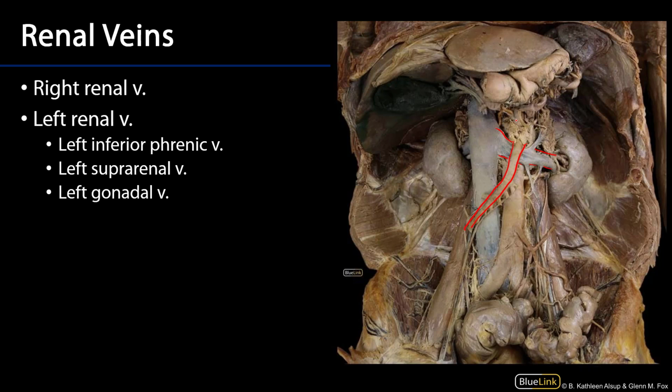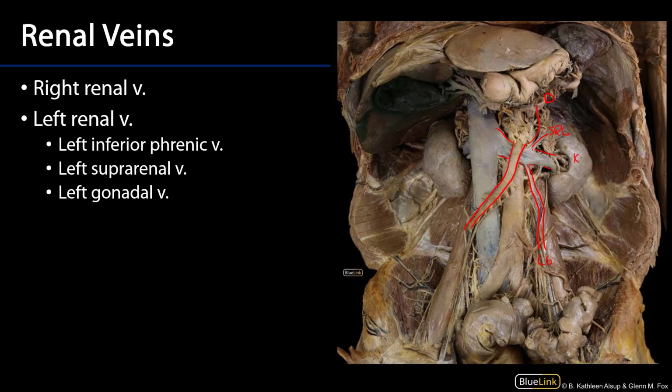But first, I want us to appreciate all of the tributaries of that left renal vein, which would typically drain into the inferior vena cava on the right side. So these are going to include the left inferior phrenic vein, the left suprarenal vein, and the left gonadal vein. So on the left side, blood from the diaphragm, the suprarenal gland, the kidney, and the left gonad all drain into the left renal vein.